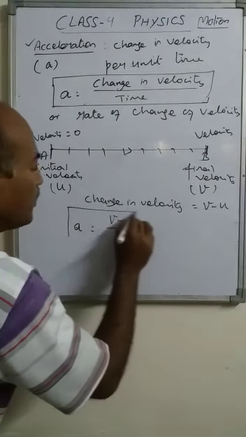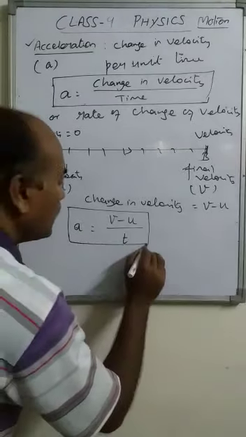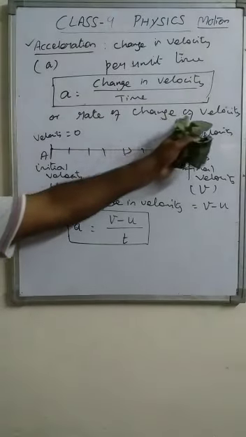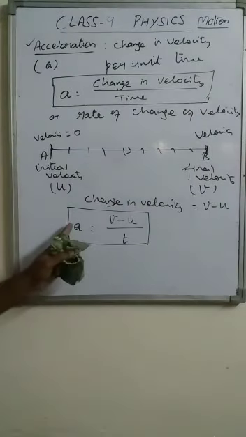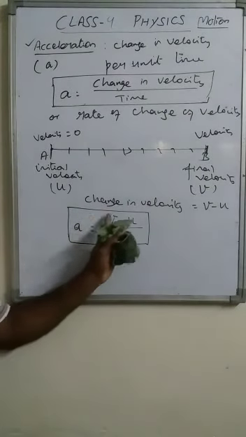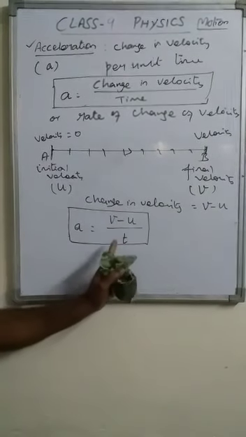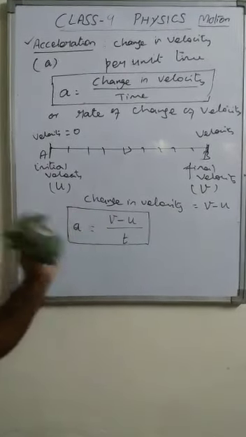Now this is the formula. Acceleration is change in velocity upon time. Also it is defined as the rate of change in velocity, and it is symbolized as a equals v minus u upon t. v is the final velocity, u is the initial velocity, and t is the time in which that change in velocity took place.